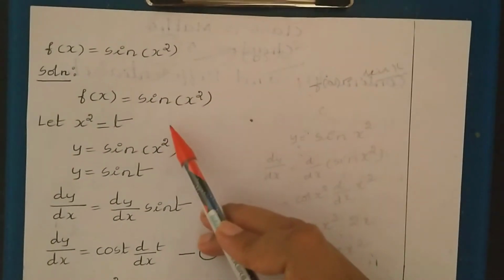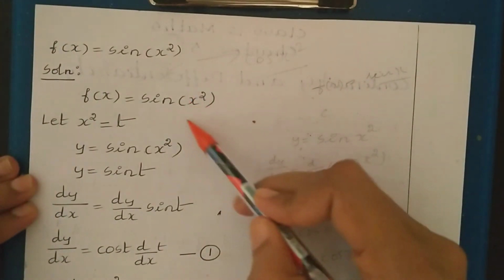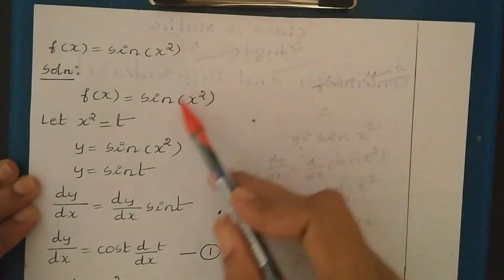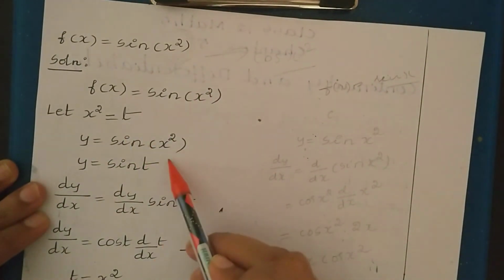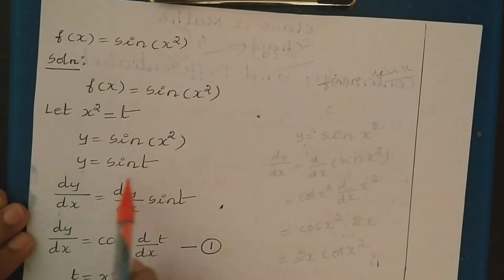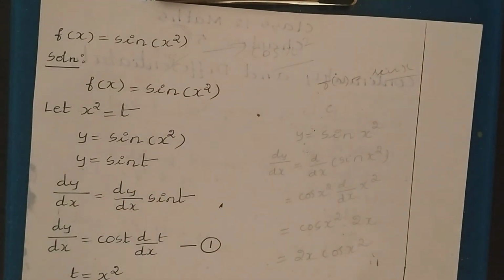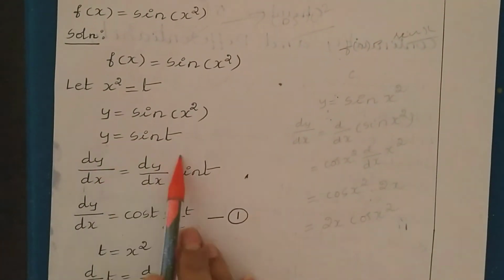So first here I am taking the second function x square. This I am taking as t. Next here, now in the place of x square write t. So we have a function y is equal to sin t. The differentiation of sin x already we know, cos x. Here there is a change in the variable, that doesn't matter. So now let us differentiate this.